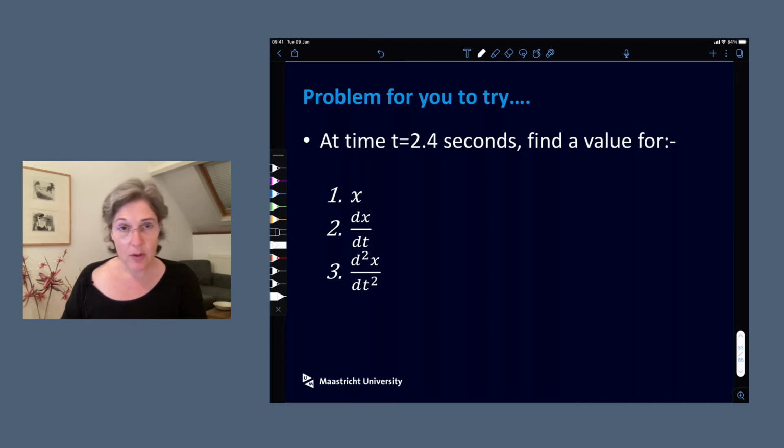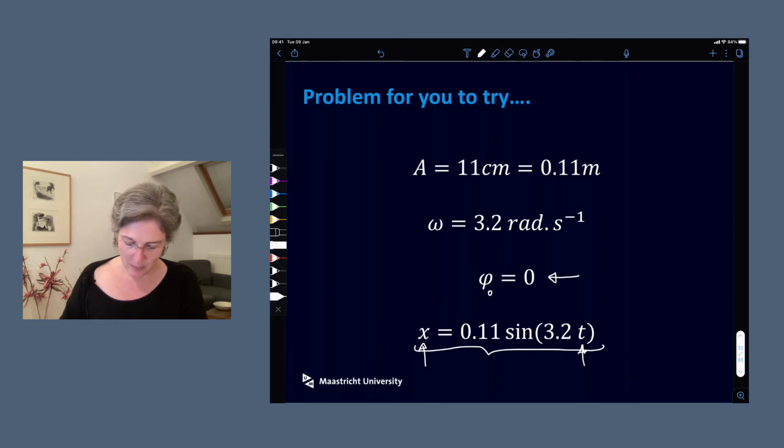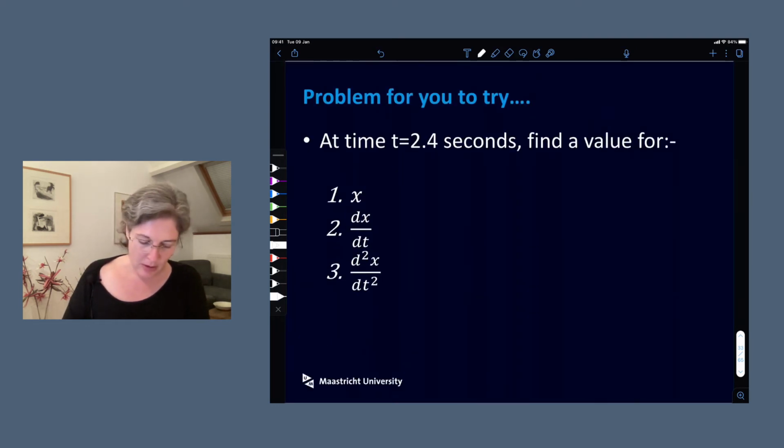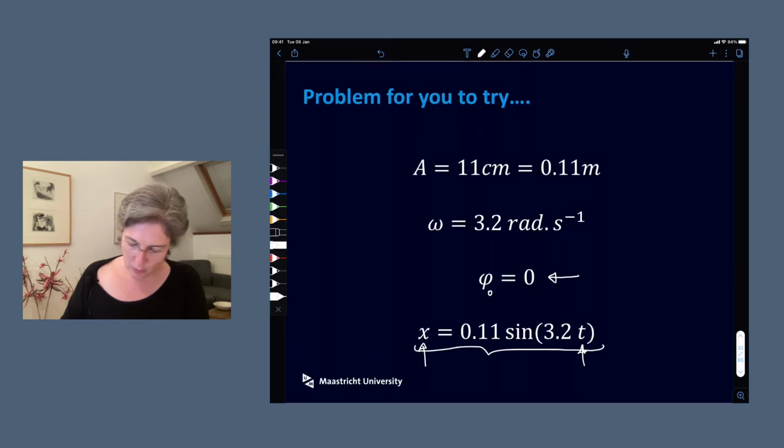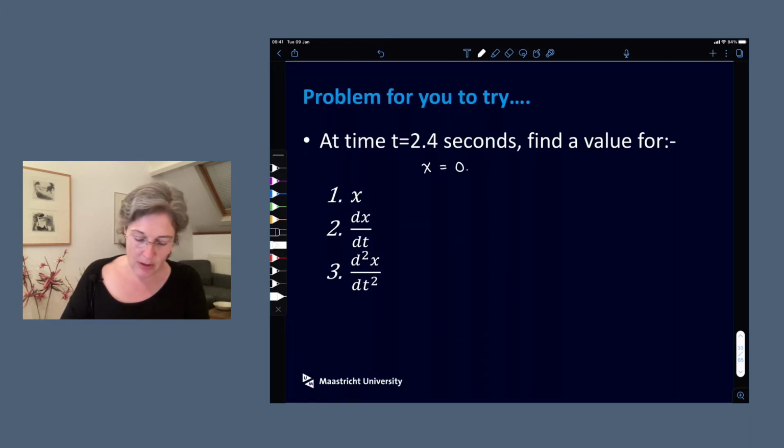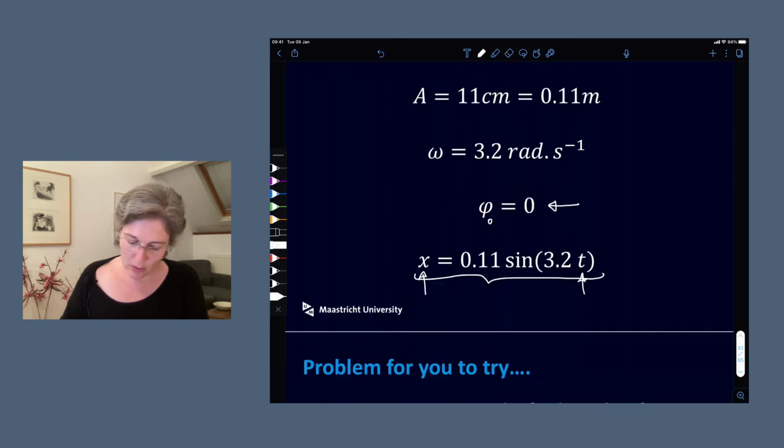Okay, so now using that same equation, at the time of t equals 2.4 seconds, find a value firstly for the displacement, and then for the velocity, and then for the acceleration. So we know that our x is, what was it? 0.11. So notice that we did convert into meters from the given centimeters. Sine of, what was this? 3.2t.